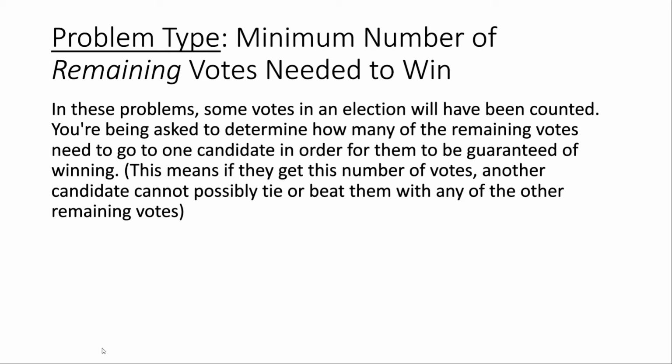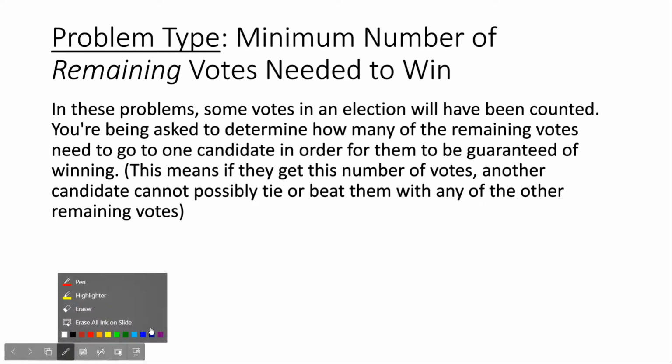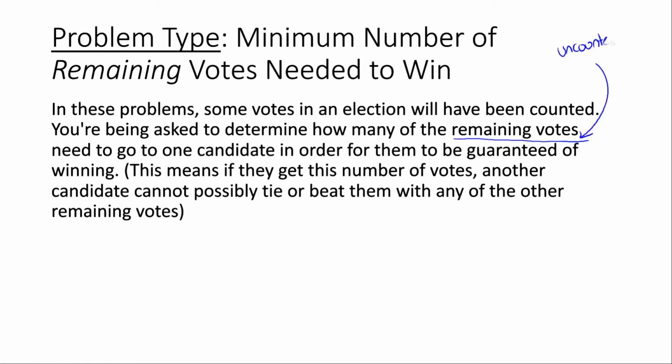Now we're going to be talking about a specific type of plurality voting problem called minimum number of remaining votes needed to win. In these problems, some votes in an election will have been counted, and you're being asked to determine how many of the remaining votes, meaning the uncounted votes, how many of the uncounted votes need to go to one candidate in order for them to be guaranteed winning. This means if they get this number of the remaining votes, another candidate can't possibly tie or beat them with any of the other remaining votes that are left.